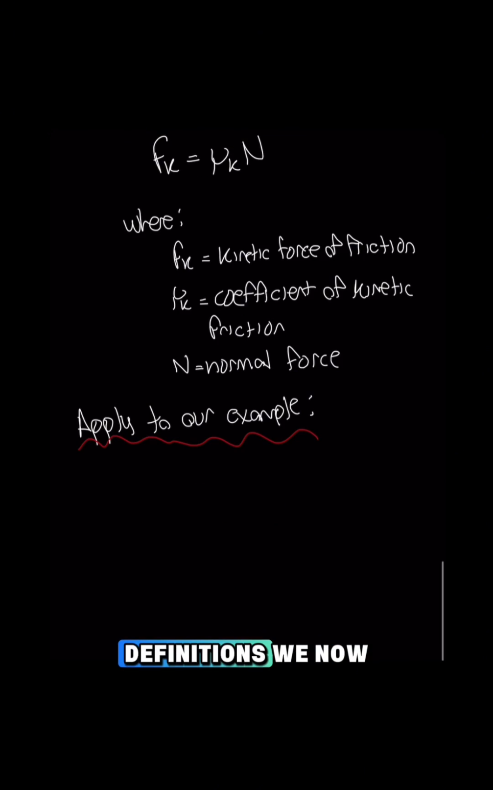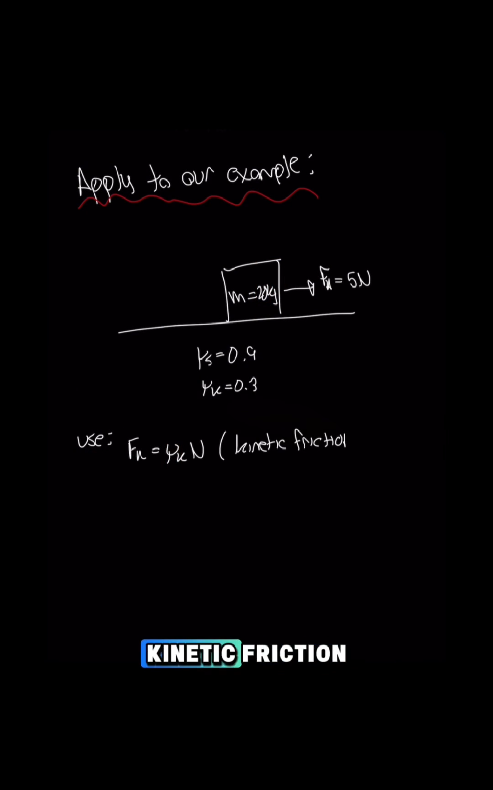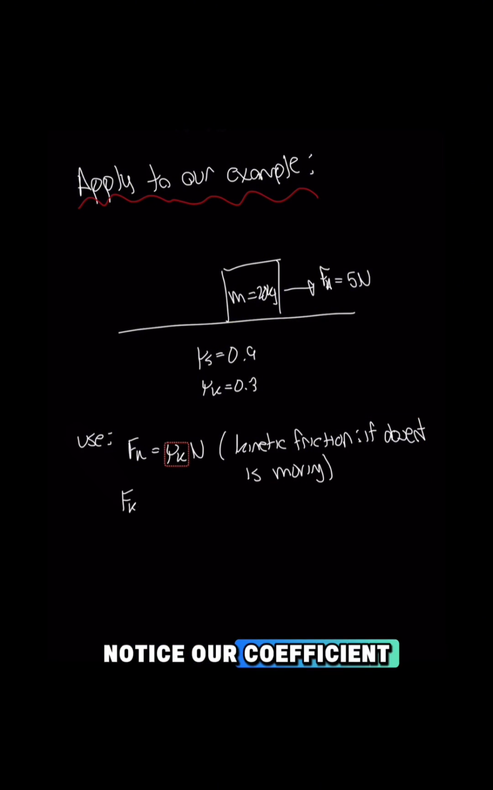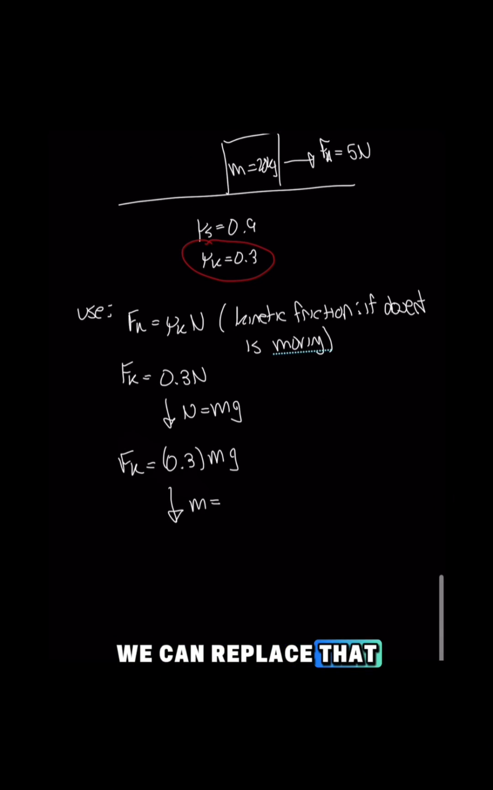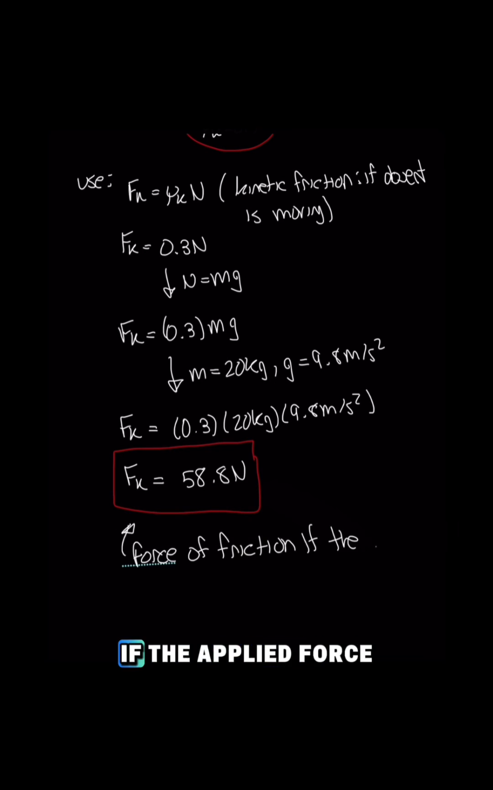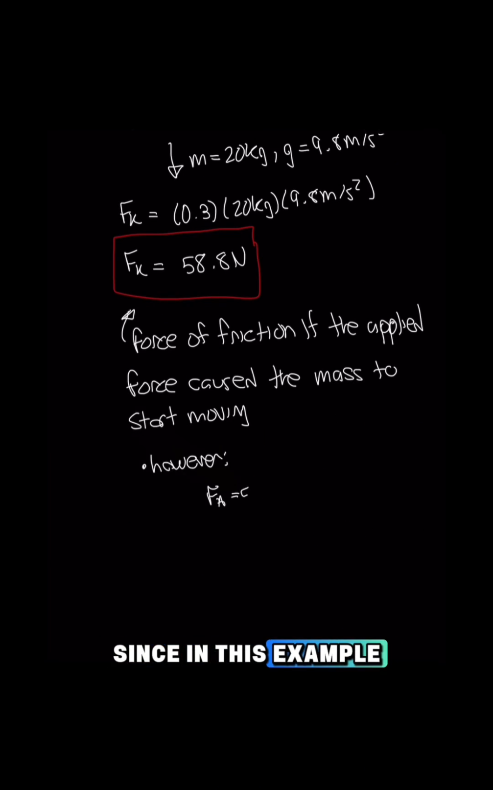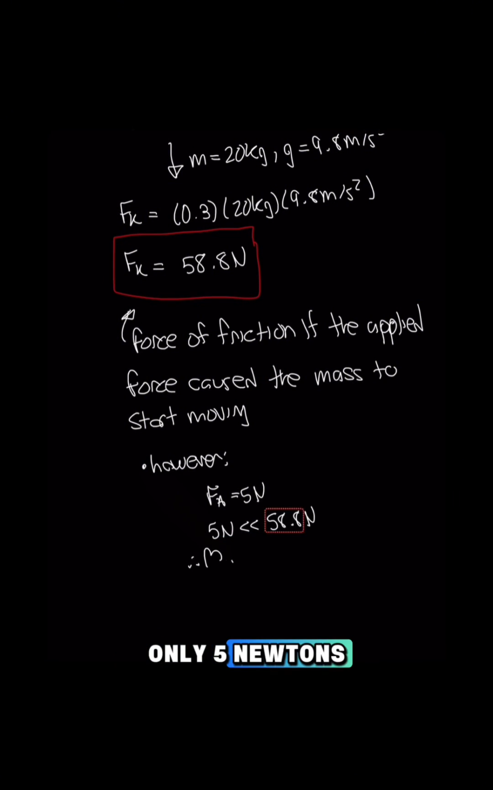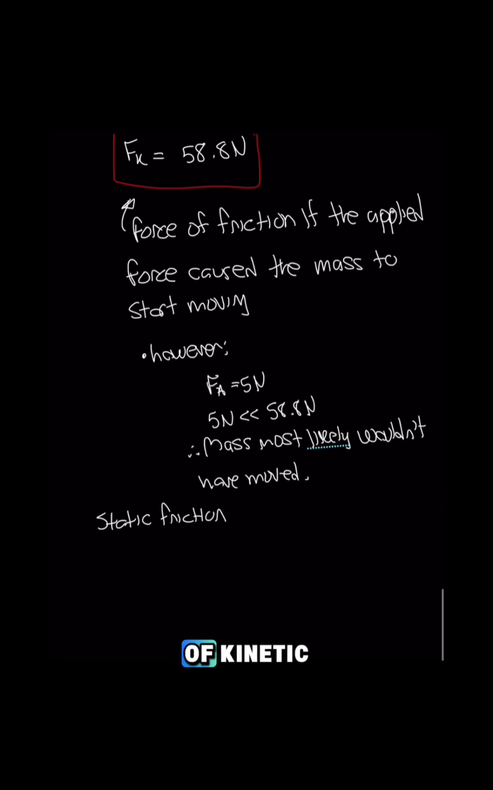With these two definitions, we now apply back to our example. If we solve for the kinetic friction first, this is if the object is moving, we can use our kinetic friction equation. Notice our coefficient of kinetic friction is 0.3, so we plug that in. And then the normal force is equal to mass times gravity, so we can replace that, plug in our known values, and we get this for the final answer. This is the force of friction if the applied force caused the mass to start moving. However, since in this example our applied force is only 5 newtons, it most likely wouldn't have gotten it to move because it's so much less than the force of kinetic friction.